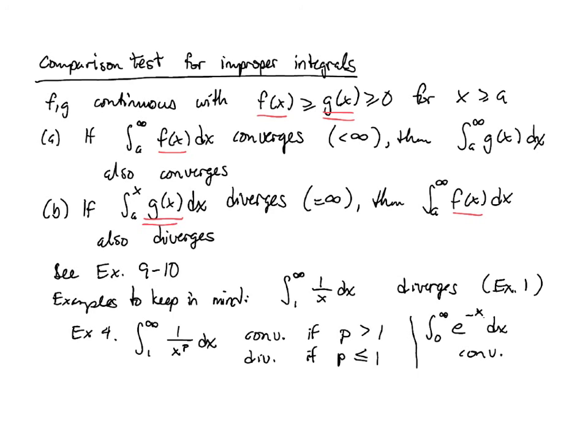And I think I forgot to point out on the previous page that the type 2 improper integral examples in the text are examples 5 through 8. Okay, so that's the end of the lecture on section 7.8, improper integrals.